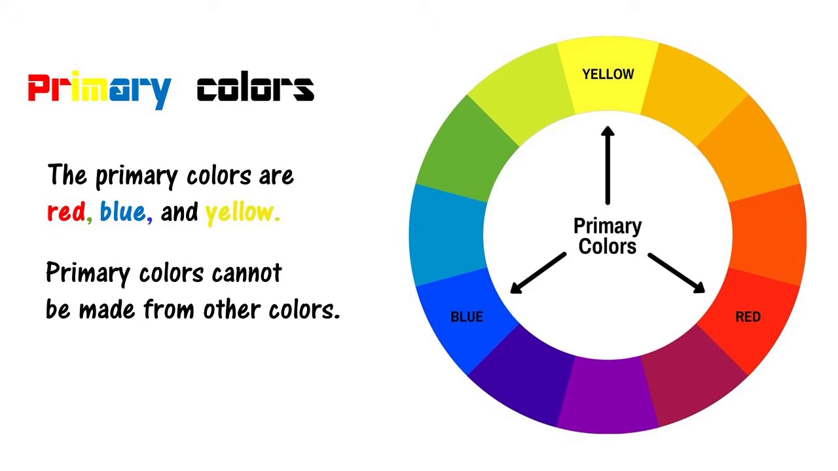So primary colors are three in number: red, blue and green. They are the most basic colors in nature, meaning all the colors can be made with the help of these primary colors, but the reverse is not possible.